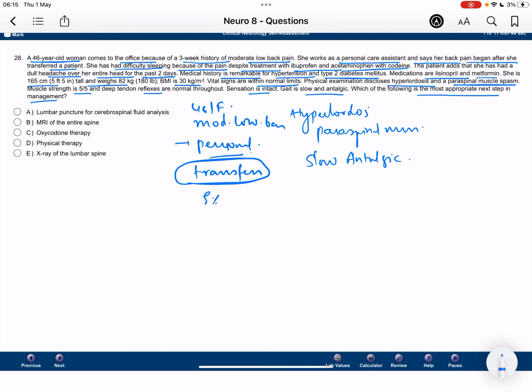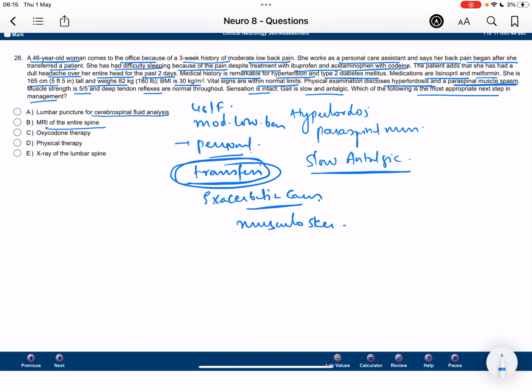There is an exacerbating cause for this back pain. She has difficulty sleeping because of the pain despite treatment. The first most important thing to remember is that, after the transfer of a patient, paraspinal muscle tenderness is basically a musculoskeletal pain. There is no need of doing a lumbar puncture in this patient because she has not got any fever, neck stiffness, meningitis or encephalitis symptoms. So you need not do lumbar puncture for CSF.